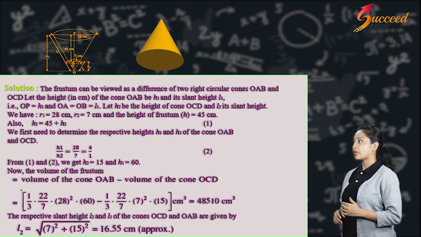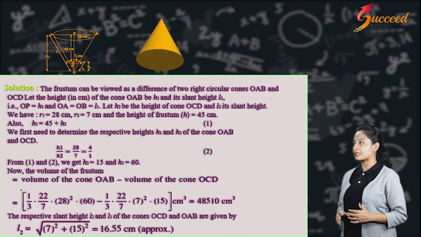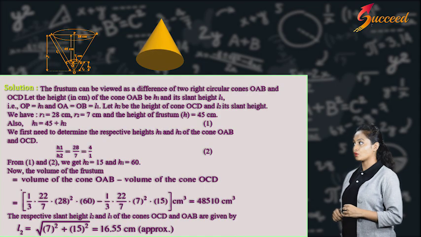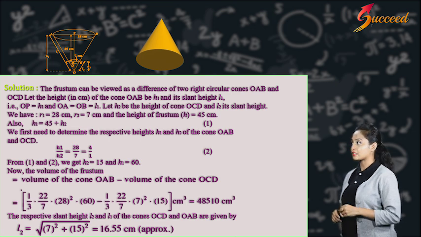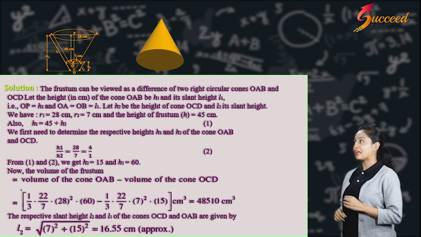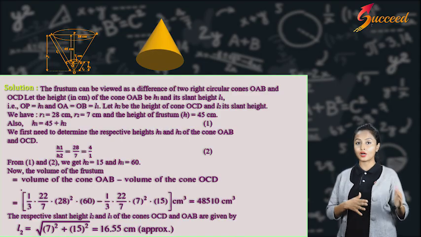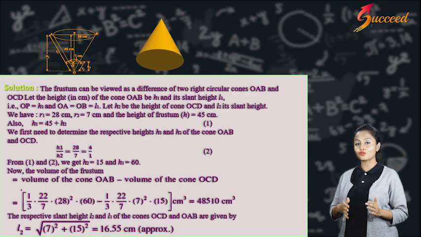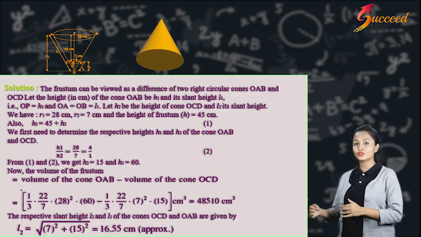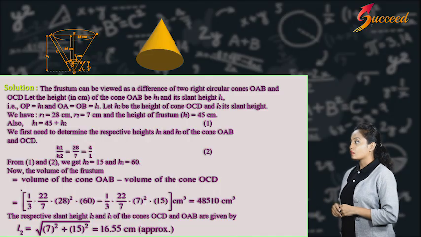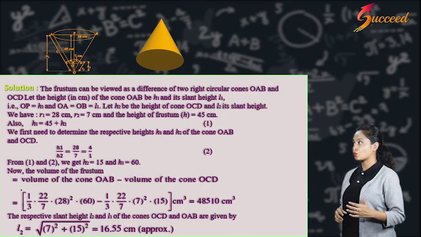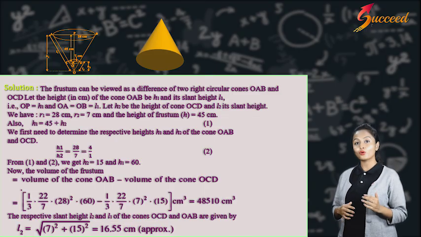We have that l is equal to 28 centimeter and r is equal to 7 centimeter. And the height of the frustum h is equal to 45 centimeter. Also, h1 is equal to 45 plus h2, that is the height h1 of the right circular cone is equal to 45 centimeters plus the height h2 of the right circular cone. Now, we have to determine the respective heights h1 and h2 of the cones OAB and OCD.